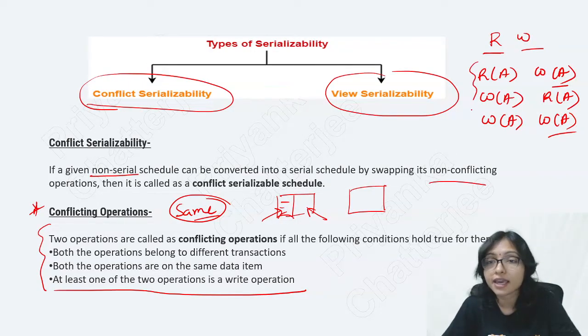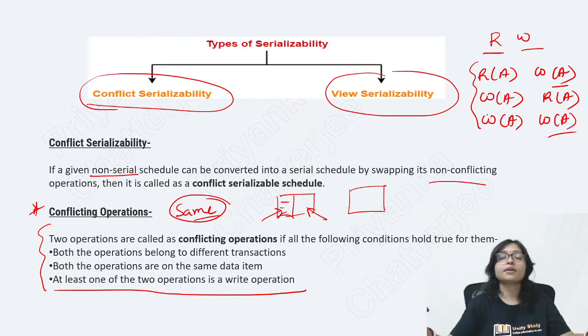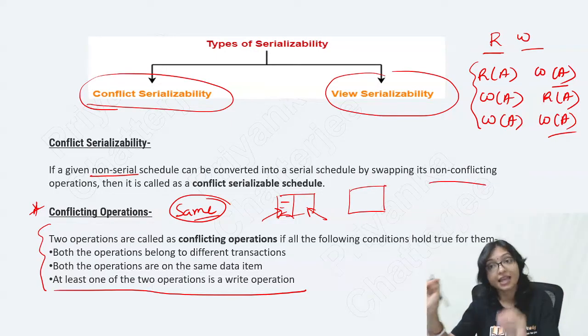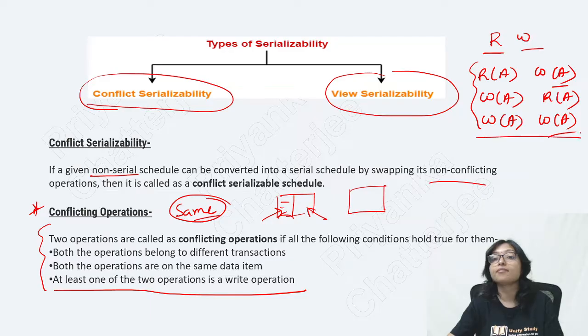So you can see here all are conflicting pairs: at least one write operation on the same data.